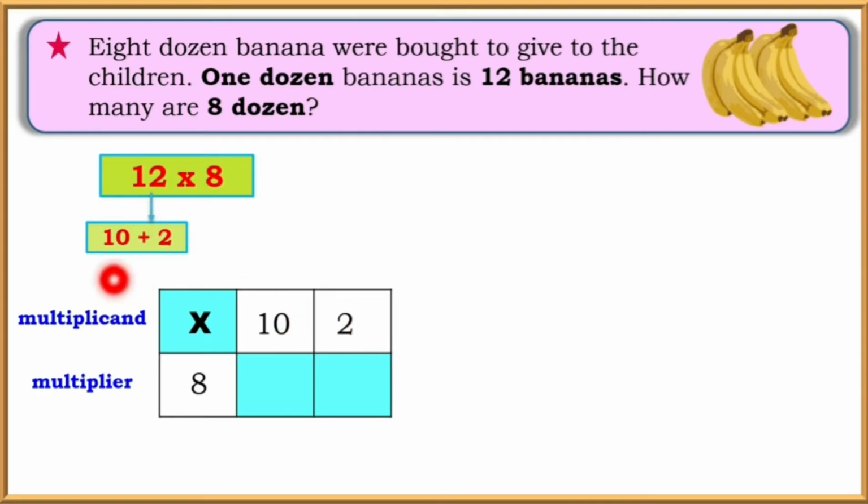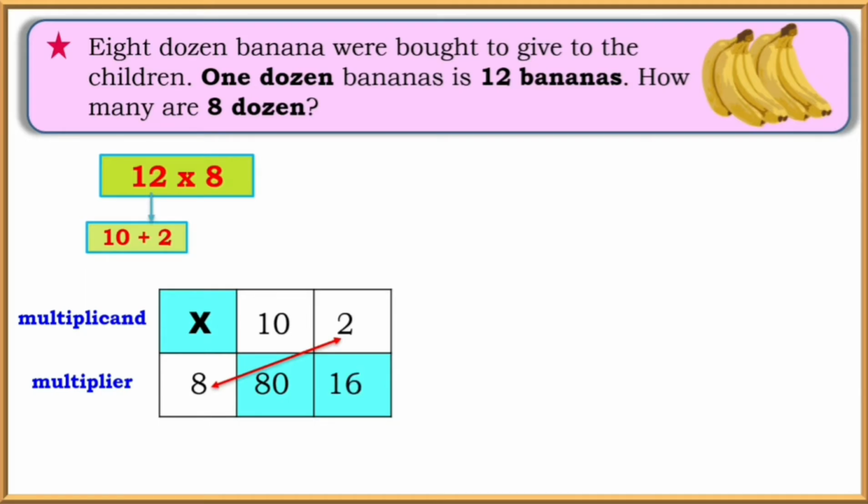12 means 10 plus 2. So we will write 10 in this box and 2 in this box. Now 8 is the multiplier. So we will write 8 in this box. Now let us multiply 8 by 10. So 8 tens are 80. Now let us multiply 8 by 2. So 8 twos are 16.